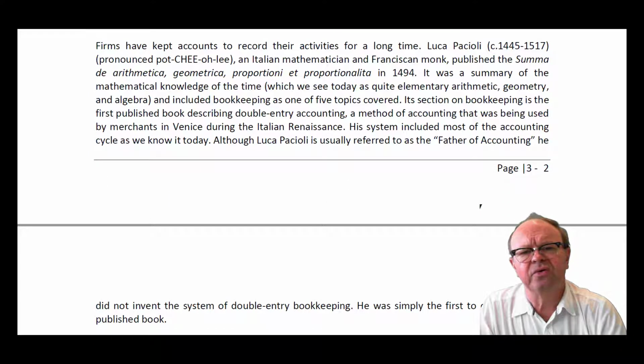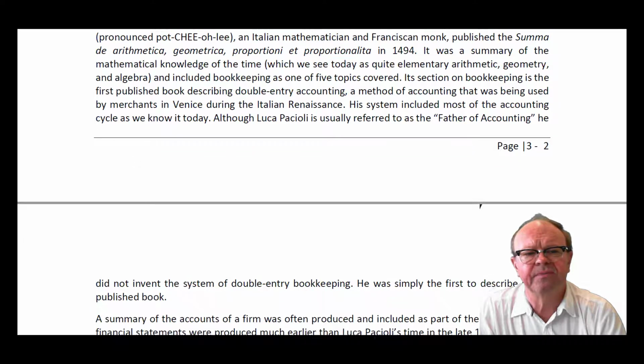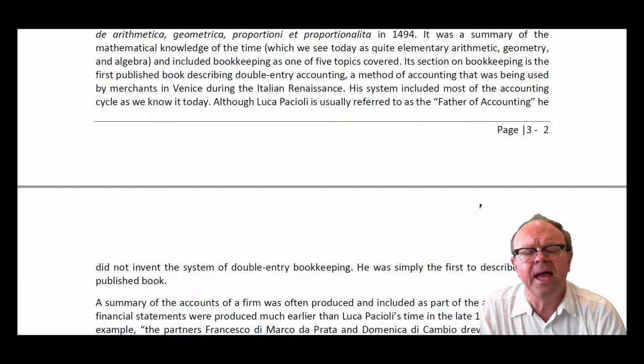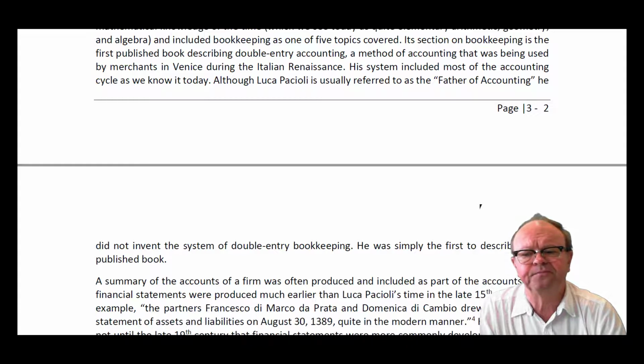Firms have kept accounts to record their activities for a long time. Luca Pacioli, 1445 to 1517, pronounced Poccioli, an Italian mathematician and Franciscan monk, published the Summa di Arithmetica Geometrica Proportioni e Proporzionalità in 1494. It was a summary of the mathematical knowledge of the time, which we see today as quite elementary arithmetic, geometry and algebra, and included bookkeeping as one of the 5 topics covered.